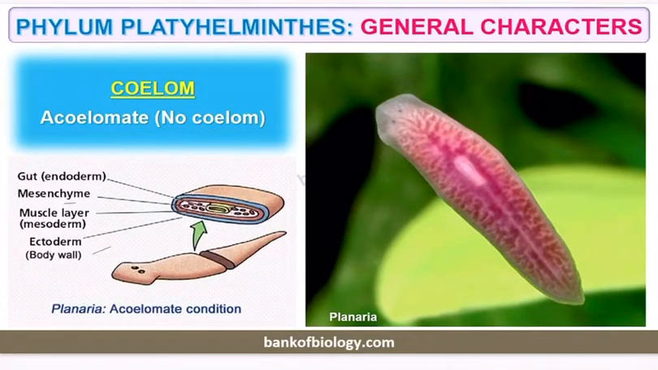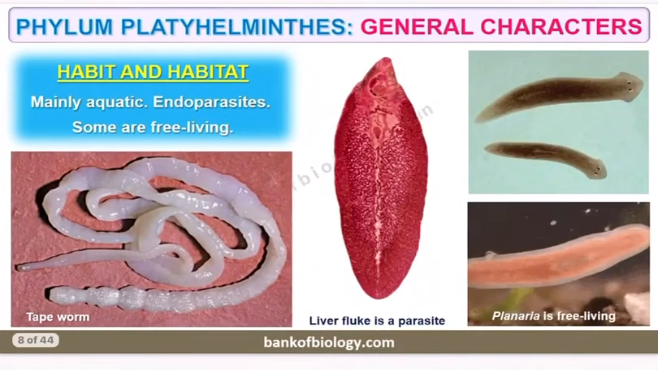And then coelom, still it is acoelomate. That is the problem with this. So there is no body cavity at all. Acoelomate condition. When you cut open, you can see here there is gut, endoderm, mesenchyme, muscle layers, mesoderm, ectoderm wall is there, but unfortunately there is no body cavity. Where do you see them?